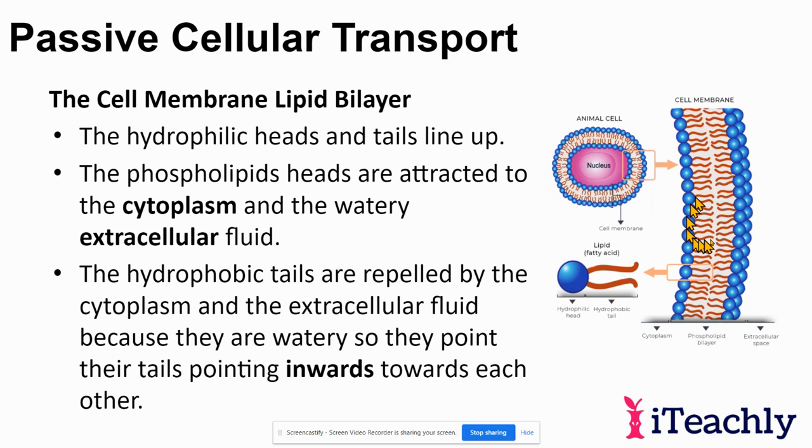Plants also have this phospholipid, but on the outside, they also have a plant cell wall. But this is a cell membrane or a plasma membrane. You can call it either, whichever one you want. Okay, so this is the way they're lined up, and it's a bilayer because there's two of them.